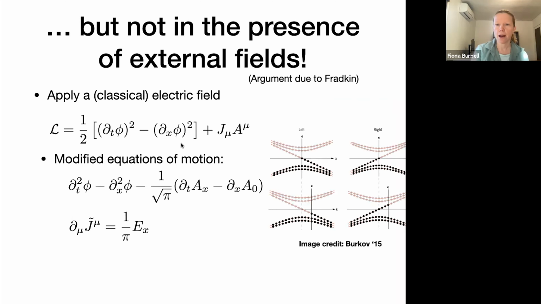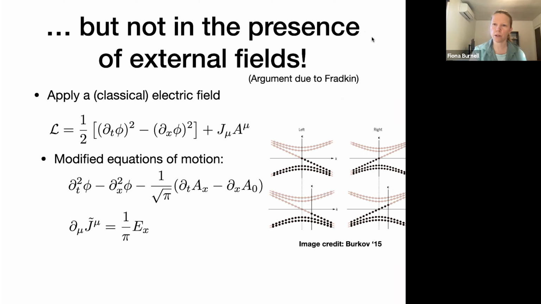And this second current, whose conservation depends on the equations of motion, is not conserved, even classically, if we apply an electric field. Because if we apply an electric field, by coupling in our gauge field like this, that modifies the equations of motion. You find that d mu of this axial current is proportional to Ex.